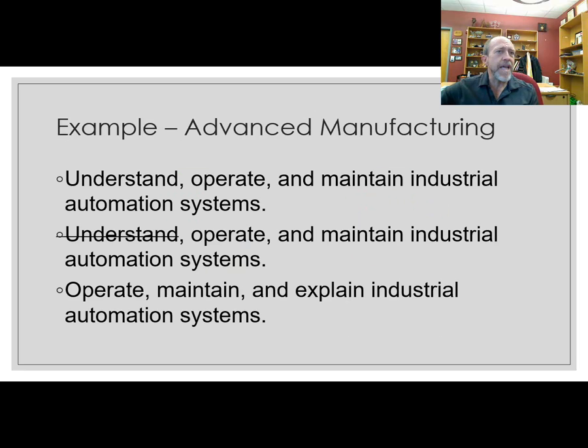And we can look at some examples here. For example, this is an outcome taken from advanced manufacturing, where it says understand, operate, and maintain. Well, operate and maintain are things that I can look at and measure. But when I say a student needs to understand, well, again, I don't know what that means. Do I mean understanding at one level or another level? So when writing that outcome, we need to be more specific.